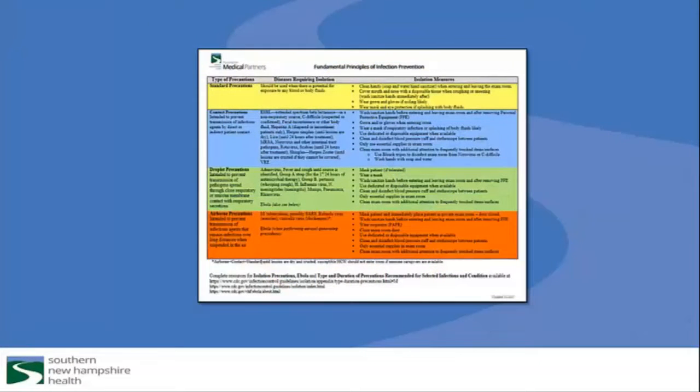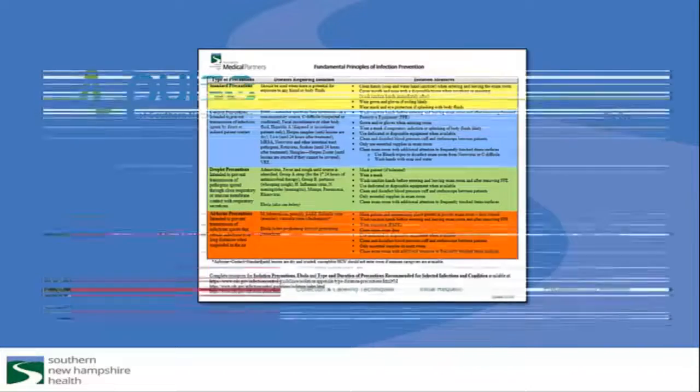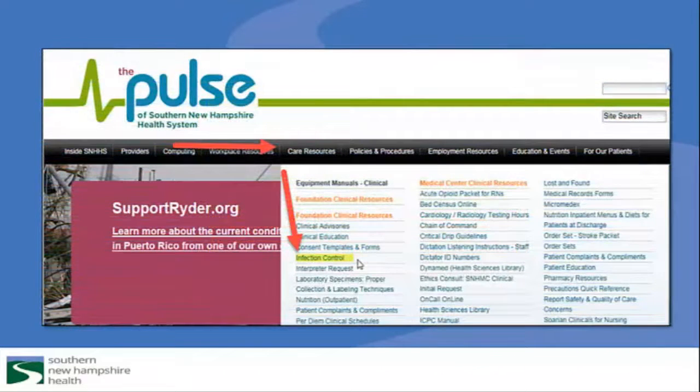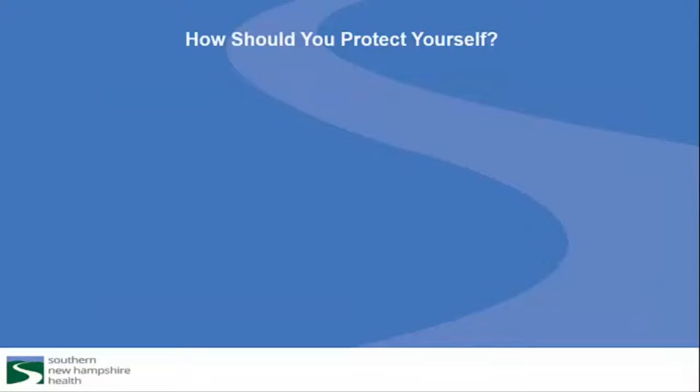For a detailed reference regarding types of isolation measures, please refer to Fundamental Principles of Infection Prevention, available on the Pulse under Foundation Clinical Resources. Since exposure risk is based on the suspected infection, it is always best to protect yourself to the highest level of precaution. Consider the task you're performing when selecting PPE, because the decision to wear it is based on the risk associated with the activity you're performing and the type of microorganism you may come into contact with.